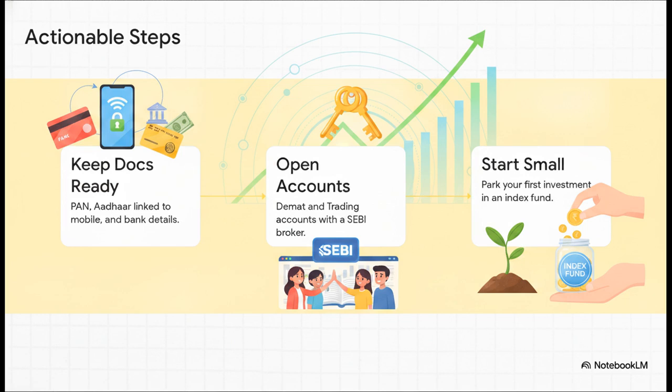Step 1. Keep your PAN, Aadhaar, and make sure it's linked to your mobile for OTP verification and your bank details ready right now. Step 2. Open that DMAT and trading account with a trusted SEBI-registered broker. Step 3. Park your very first small investment in a low-cost index fund.